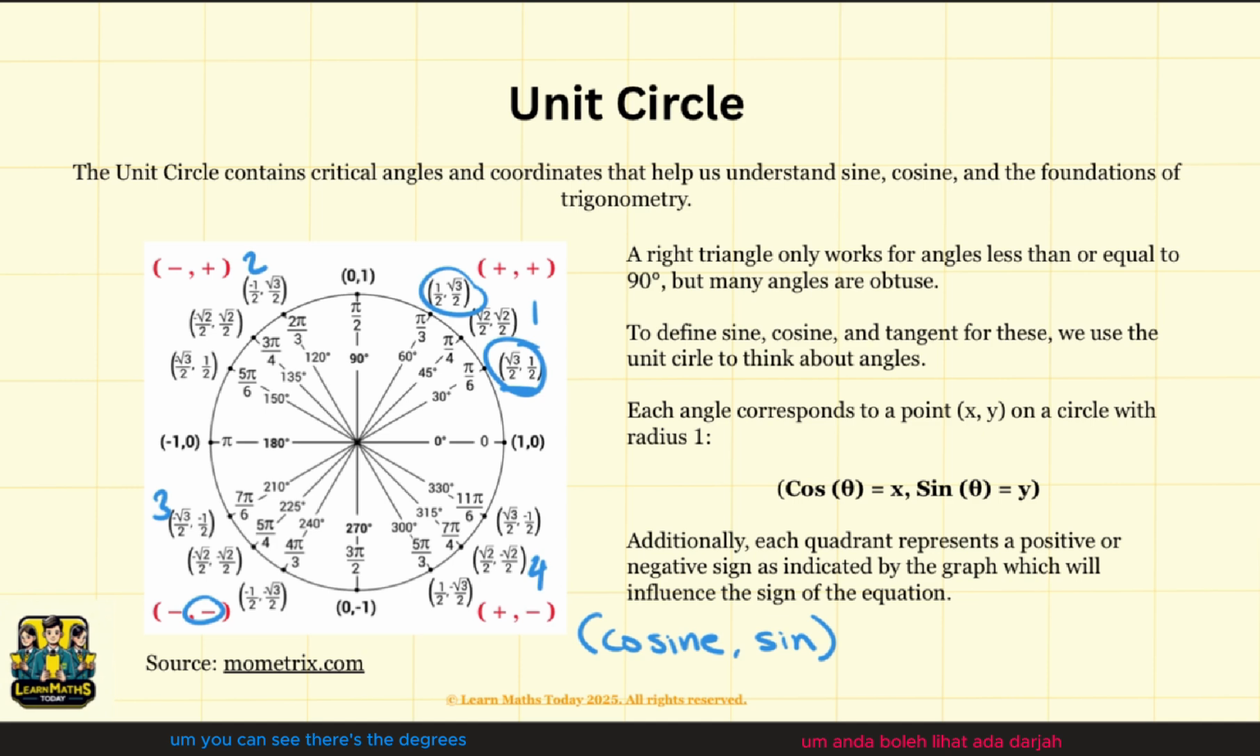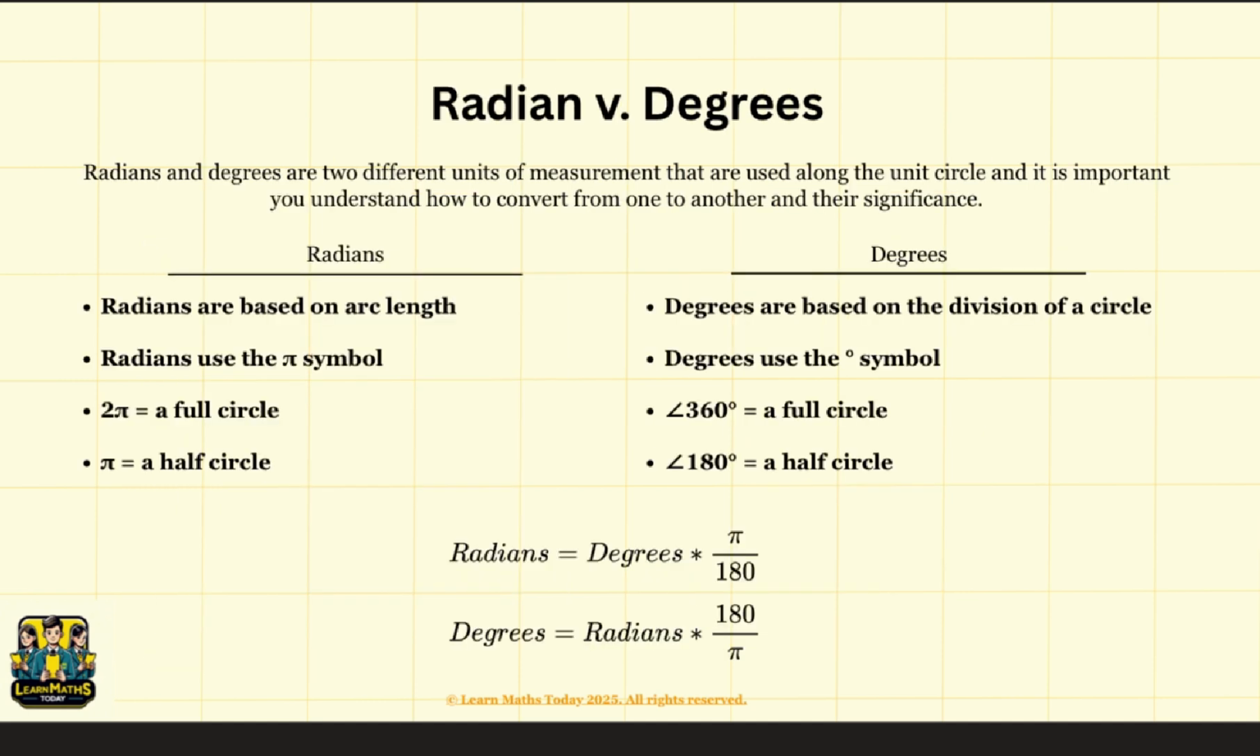You can see there's the degrees and then there's the fractions, but then there's also this strange number with pi in it. This is an additional slide with a very simple explanation for you to understand radians versus degrees really quickly. If you noticed, on this unit circle is a radian. So radians are based on arc length and they use the pi symbol, while the degrees show how obtuse or how acute an angle is.